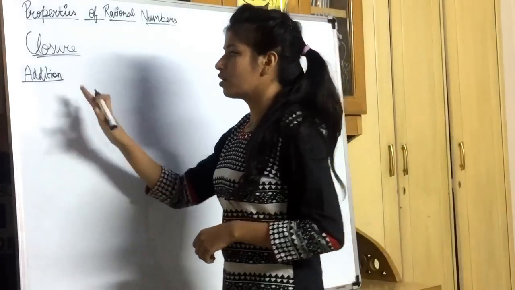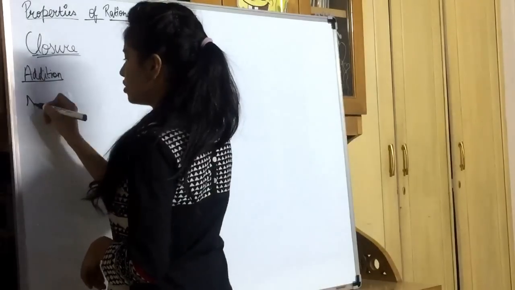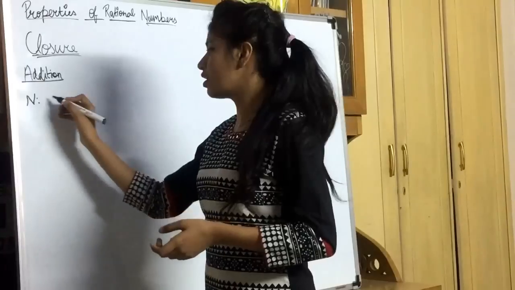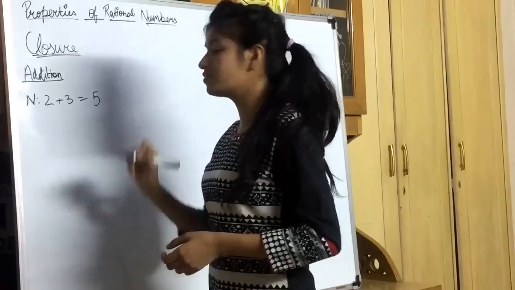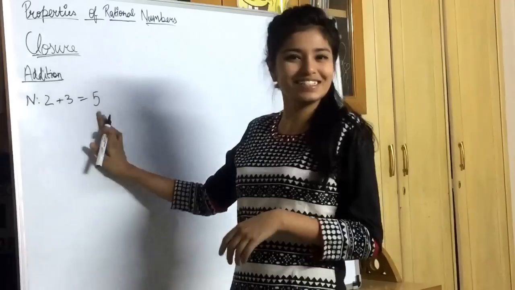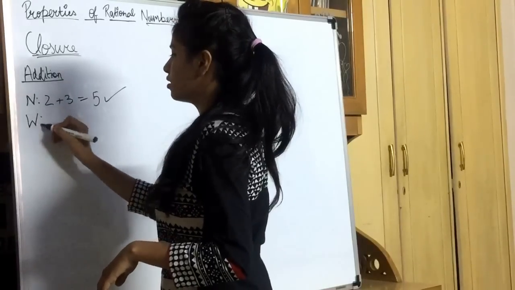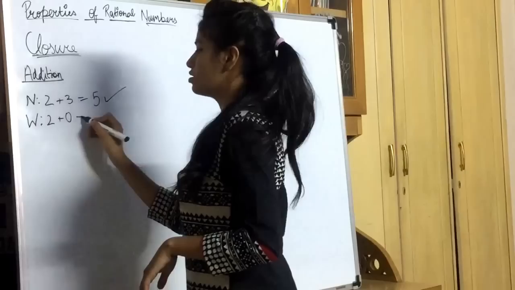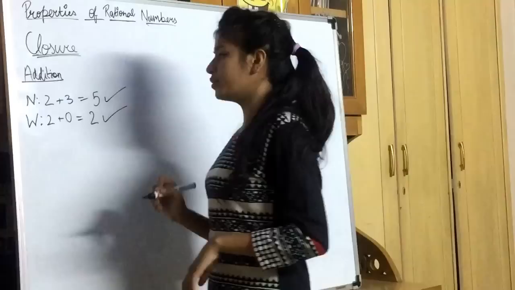Now, closure property of addition of natural numbers we are going to see. Let's take for instance two natural numbers, say 2 and 3. We add them and we have another number, that is 5. So friends, is 5 a natural number? Yes, it is. Then we look at whole numbers. Suppose we take a whole number, say 2 again, and another whole number 0. So 2 plus 0 is 2. It is again a whole number.